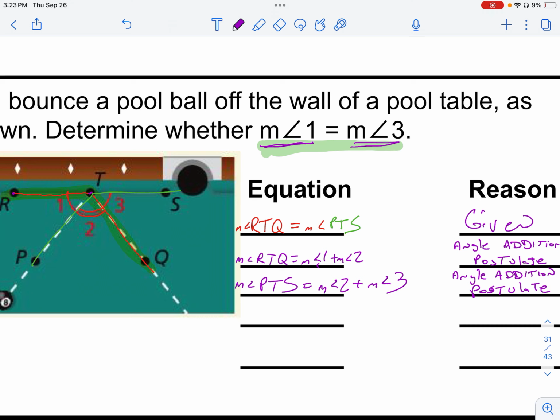Well, what else do we know from our diagram? Well, we know that the measure of angle RTQ equals the measure of PTS. We know that the measure of RTQ equals the measure of angle 1 plus the measure of angle 2. We know we can substitute the measure of angle 1 plus the measure of angle 2 for RTQ.